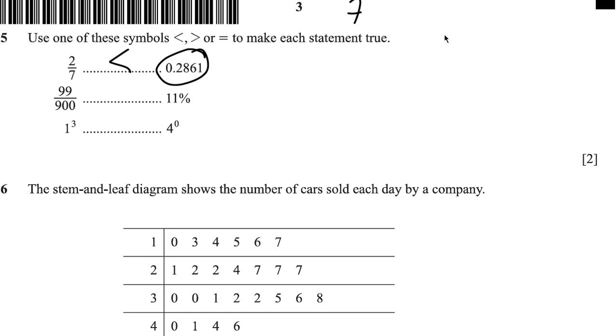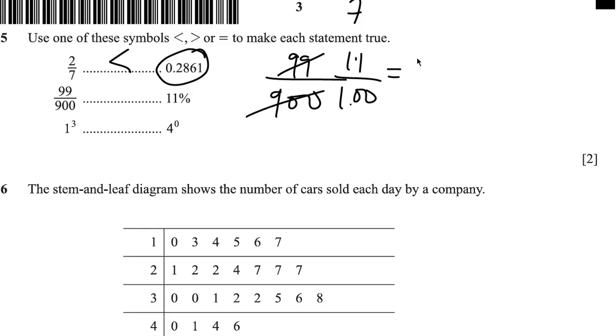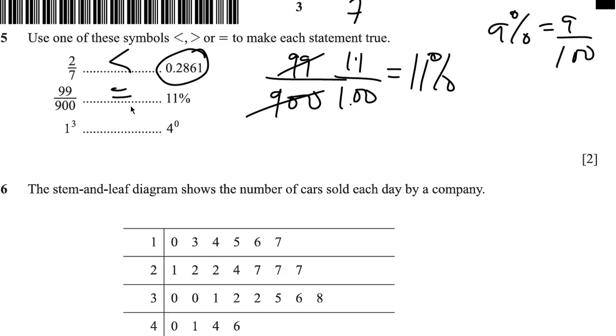So the next question goes on to say, you don't need a calculator for this. You have 99 over 900, right? You can see that 9 is a factor. So if 9 goes here, we have 11. And if 9 goes here, we have 100. And 11 over 100 is the same as 11%, right? Because let's say 8% is always equal to 8 over 100. So it's equal to, right?